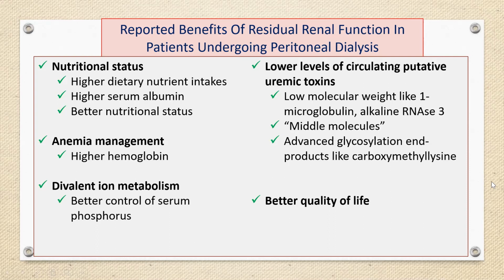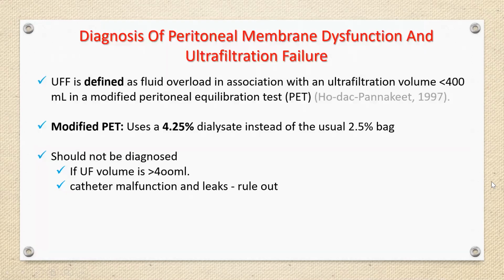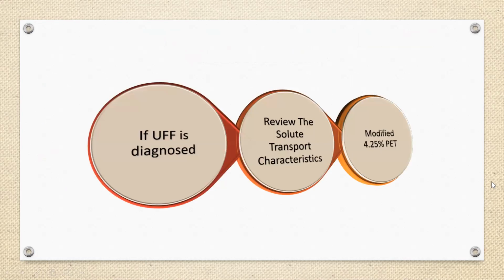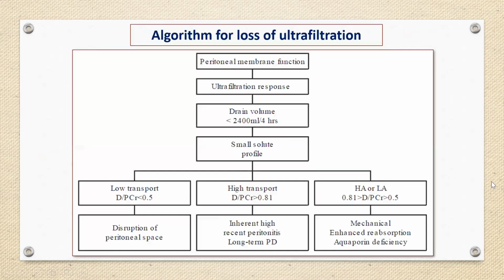Diagnosis of the peritoneal membrane dysfunction and ultrafiltration failure. Ultrafiltration failure is defined as fluid overload in association with an ultrafiltration volume less than 400 ml in a modified PET test. Modified PET test uses 4.25% dialysate instead of the 2.5% PET. It should not be diagnosed in case of ultrafiltration volume more than 400 ml, and catheter malfunction and leaks have to be ruled out. So whenever ultrafiltration failure is diagnosed, we have to review the solute transport characteristic and do the modified 4.25% PET test.